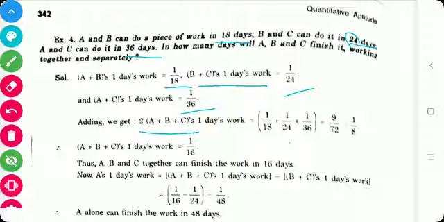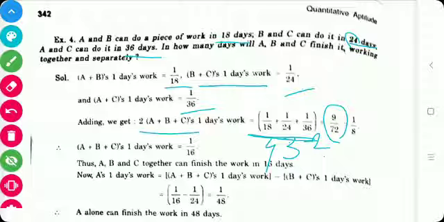So here the LCM is 72. The LCM of these three, 18, 24 and 36 is 72. So here we will multiply by 4, here 3 and here 2. So it is 4 plus 3 plus 2 over 72. 4 plus 3 is 7, 7 plus 2 is 9. So 9 by 72 means 1 by 8.